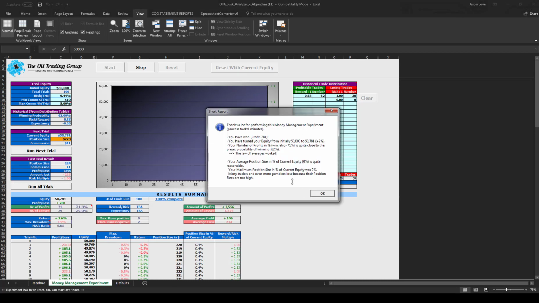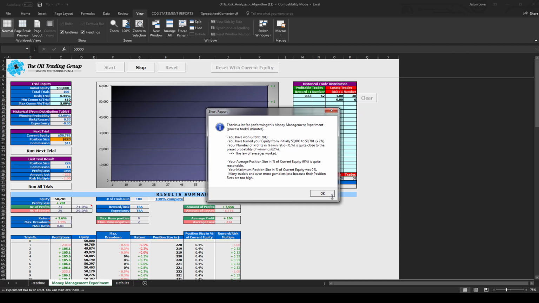All right, so you won $781 with a 62% win percentage, okay? So you won, that's not bad. I mean, you didn't lose, right? And that factors in commissions and everything like that. So you won 62% of your trades and you made $781 based on 2 lots, okay? So that's trial number 1, 62%.